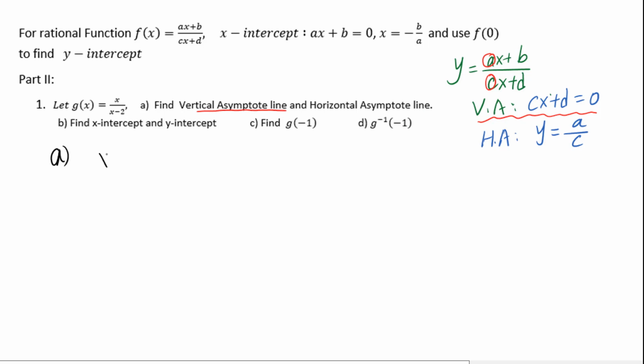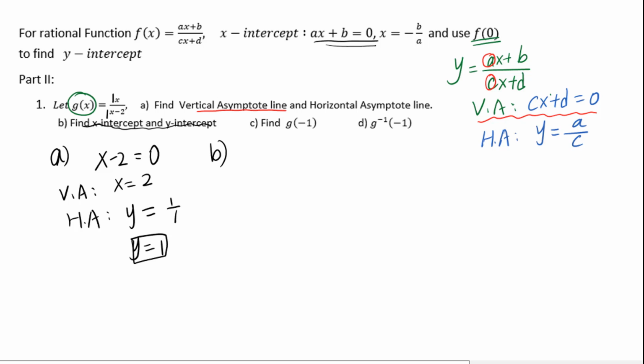So for A, we will set up x minus 2 equals 0, x equals 2. This is the vertical asymptote line. For the horizontal asymptote line, y equals, look at the coefficients. This is 1, this is 1. So you have 1 over 1 equals 1, y equals 1.